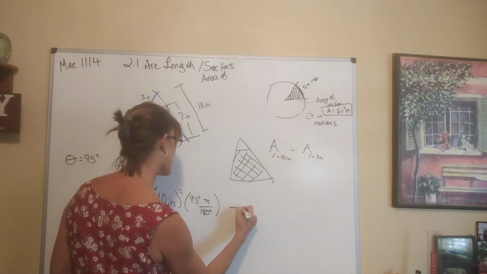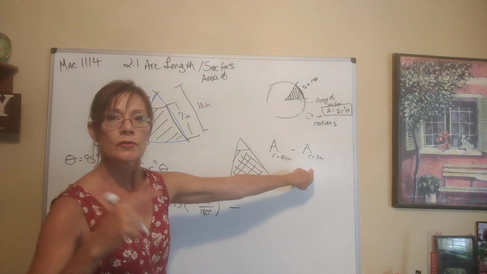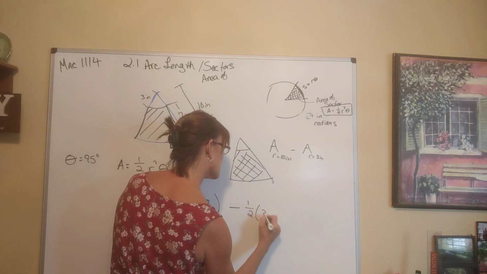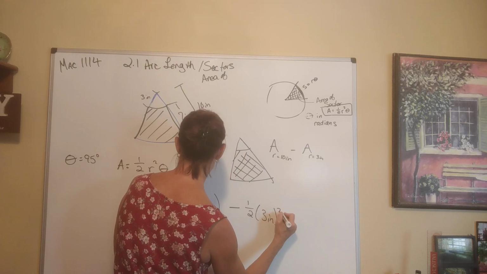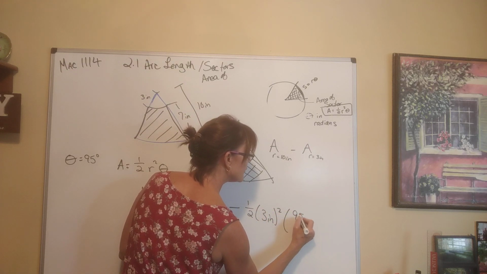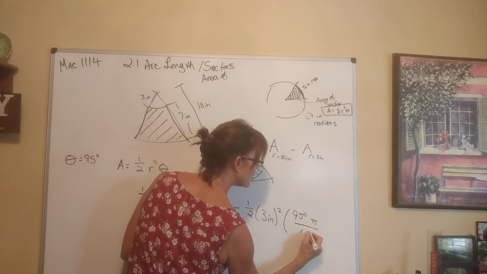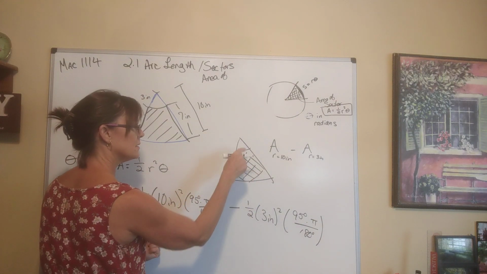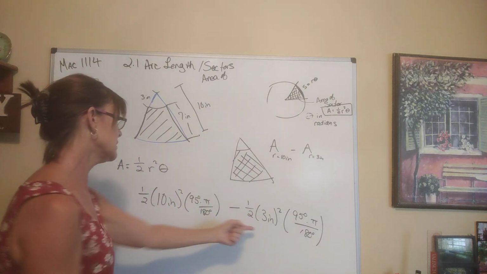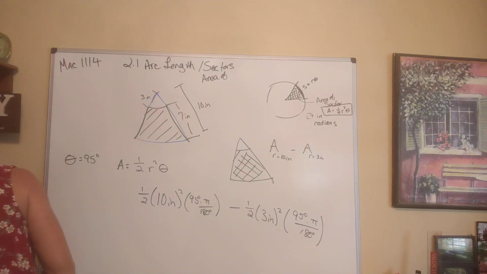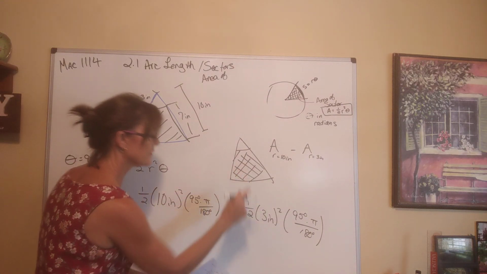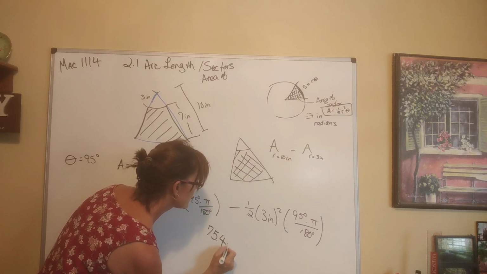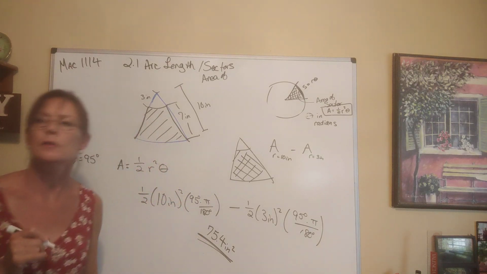And then I'm going to subtract this area with the radius of 3. The area of that little region right there is going to be 1/2 times 3 inches squared times the same angle, 95 degrees times pi divided by 180. And so this is the area of the 10, this is the area of the 3, and when I do this in my calculator and I subtract carefully, the area of this region right here is going to be 75.4 square inches. So that's how much of our windshield's being cleaned.